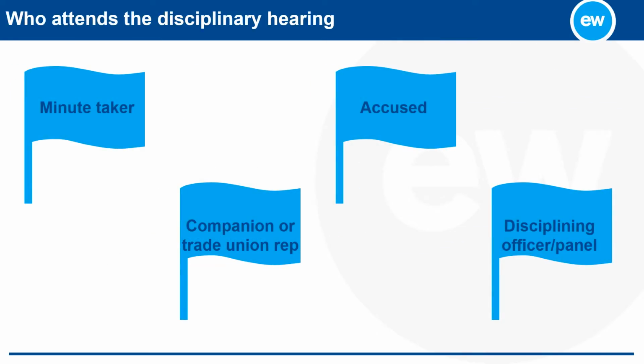So who attends the disciplinary hearing? From the employee's side, the accused will be there, together with their companion and/or trade union representative. From the school's side, you will have the disciplining officer and/or the panel, together with a minute taker. There is no need, and it is often inappropriate, to have all the witnesses present at the disciplinary hearing, particularly if you have disclosed witness statements.